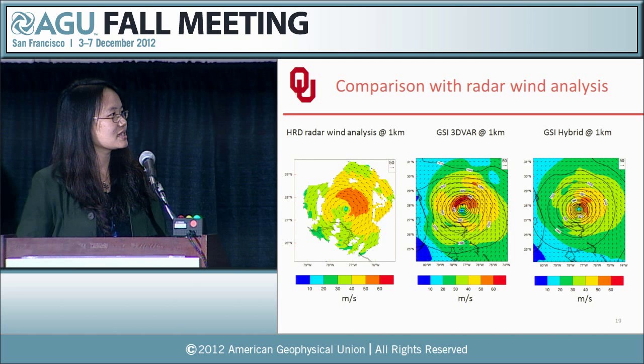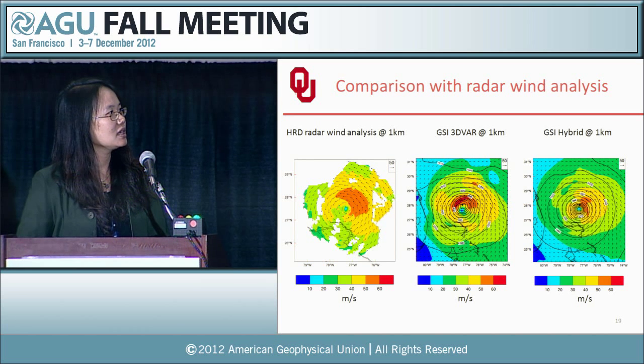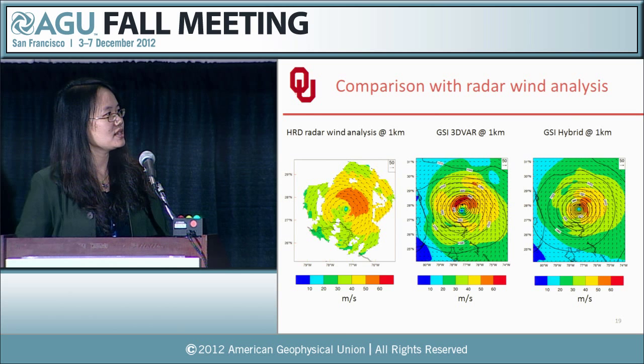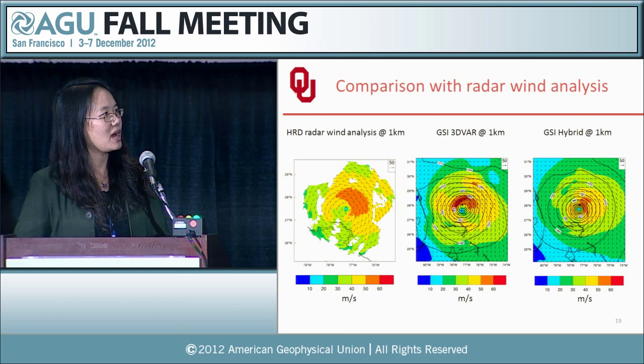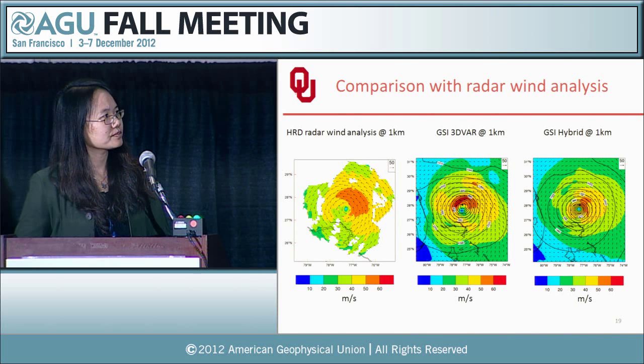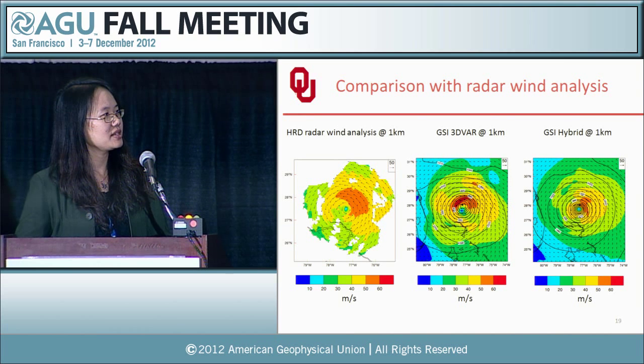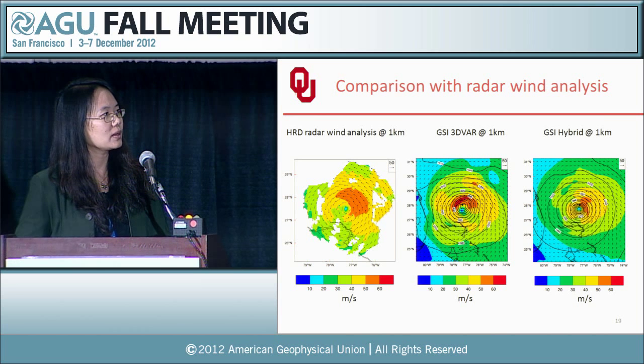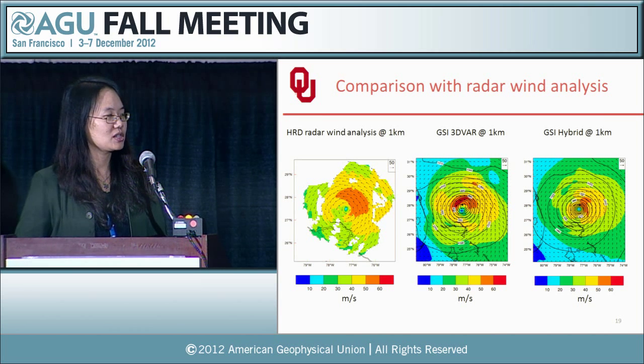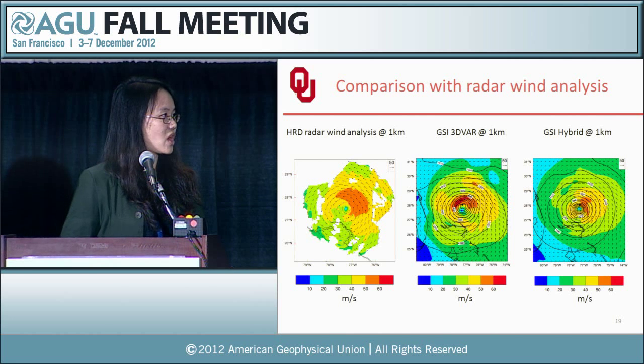And this is a slice at 1 kilometer height. Again, this is our HRD radar wind analysis, and this is the GSI hybrid at 1 kilometer and GSI 3D at 1 kilometer. For the spatial distribution of the maximum wind, you can see the maximum at the northeast quadrant of the TC, which is consistent with the HRD analysis, but for the GSI 3D it's actually located at the northwest quadrant. Also, we noticed the center of the minimum wind, which is here, is not co-located with the center of the minimum pressure, which is not consistent with the typical TC structure.